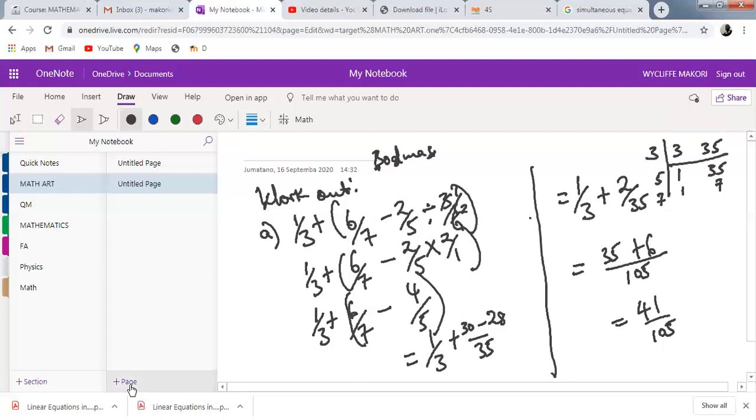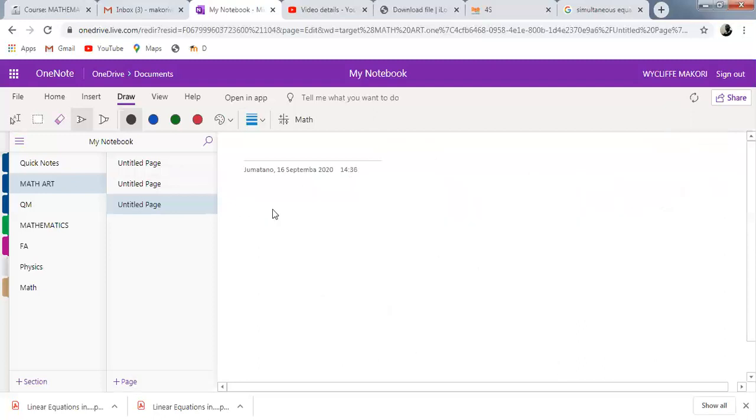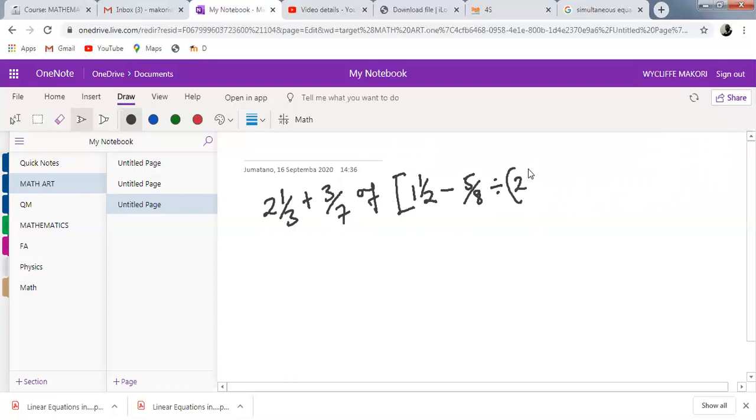Let us have another example, where you have 2 and 1 over 3 plus 3 over 7 of, then you are given 1 and 1 over 2 minus 5 over 8 divided by, then you have another bracket here, 2 and 3 over 5 plus 7 over 9. You are given an expression like that, and you are asked to evaluate it.